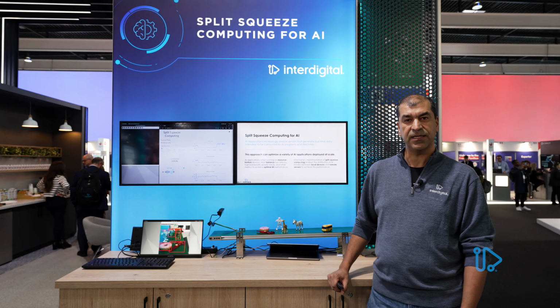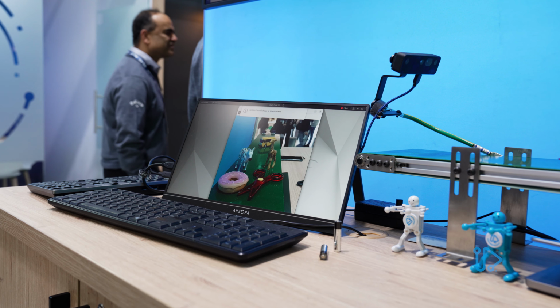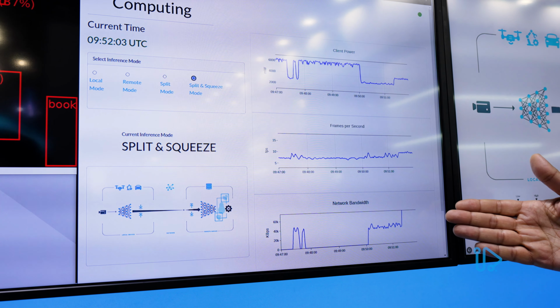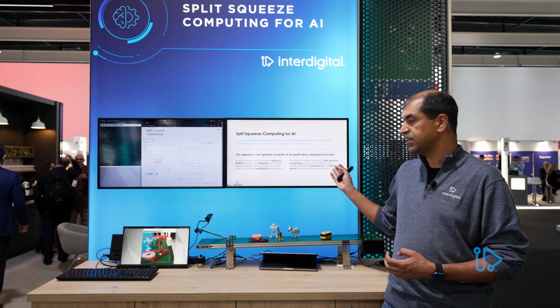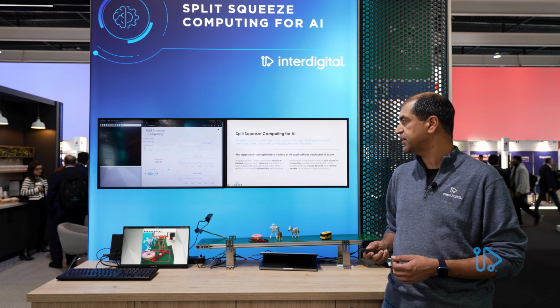When you're running distributed applications, you need to balance between many important parameters like energy consumption, bandwidth consumption, and the latency and the speed that you're running your application. So Interdigital split computing allows you to balance all of these parameters.